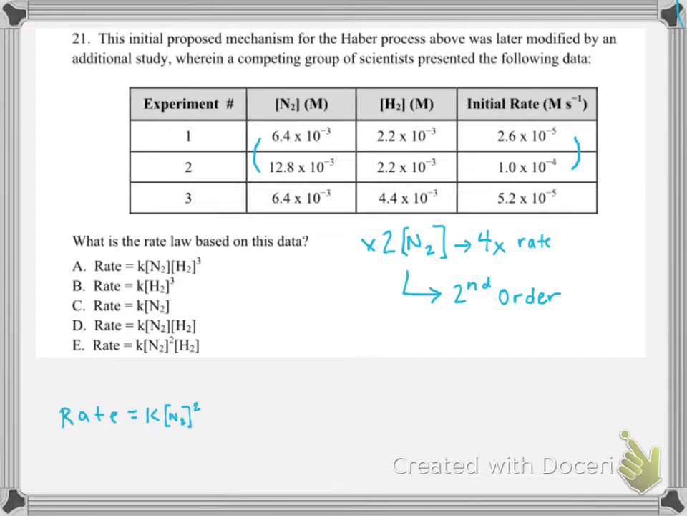Okay, and then we can use the same kind of logic for hydrogen. So we want to find the two experiments to compare where the nitrogen stays the same but the hydrogen changes. We're going to compare experiments 1 and 3 where we double our hydrogen concentration, and then we see that our rate doubled. So it's times our hydrogen concentration to the first power, and this is going to be first order. Okay, so that will be our rate expression, and that matches also to E.